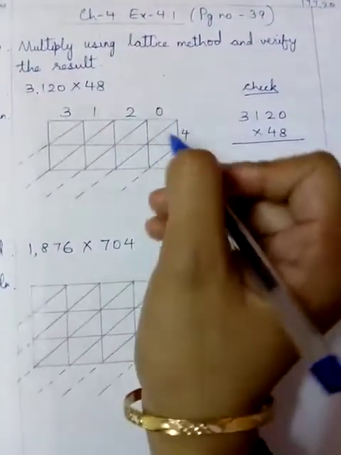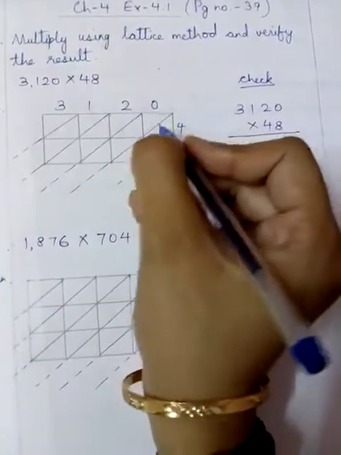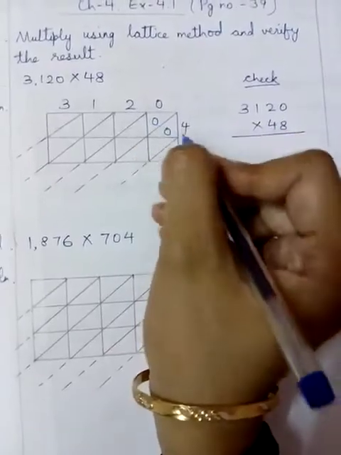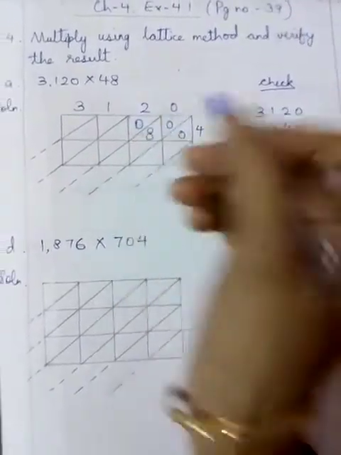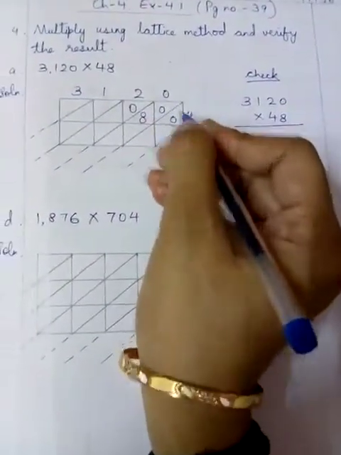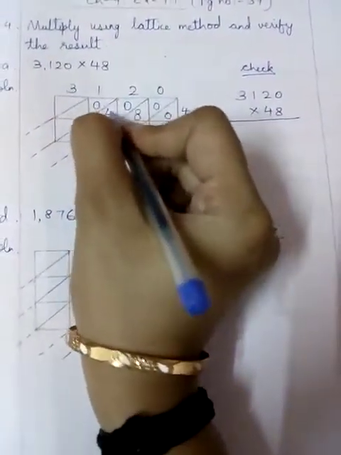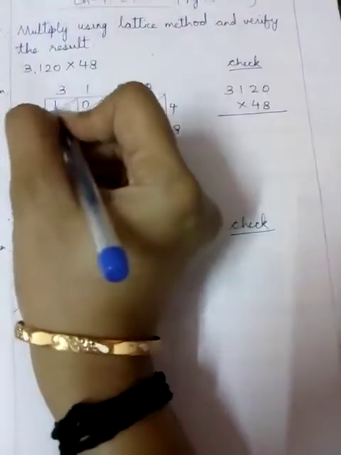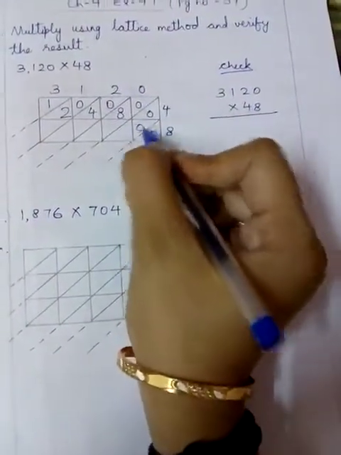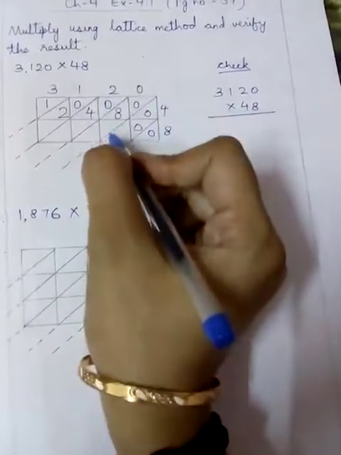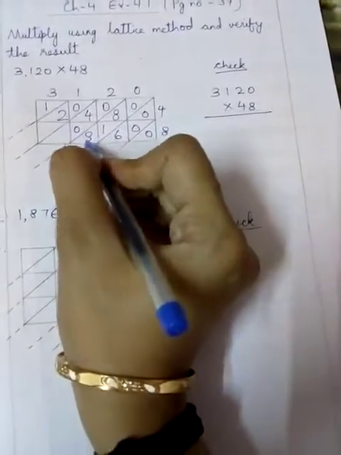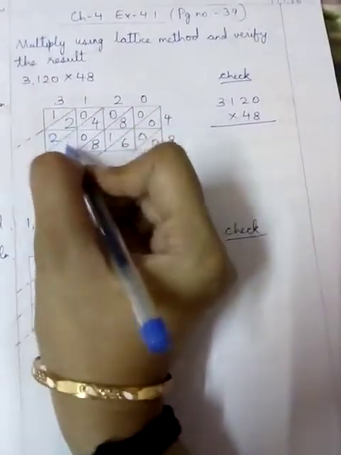Let us do it. First 4 will multiply with 0. 4 zeros are 0. So both places, ones and tens, will be filled by 0. 4 twos are 8. Right? So we were here. 4 ones are 4. 0, 4. 4 threes are 12. 1, 2. 8 zeros are 0. So 0 in both places. 8 twos are 16. 1, 6. 8 ones are 8. 0, 8. 8 threes are 24. 2, 4.